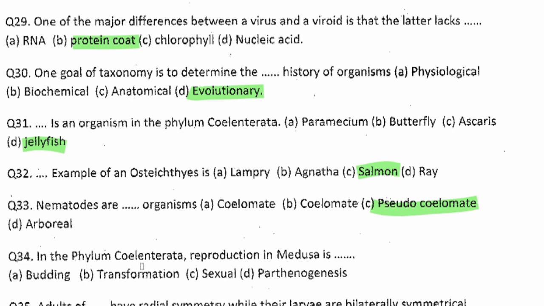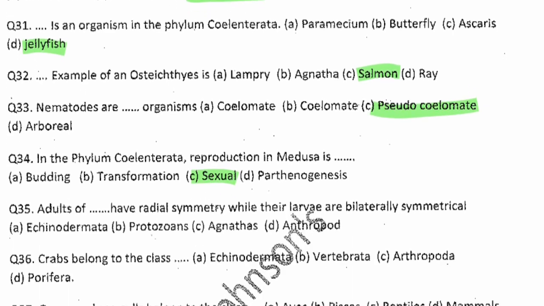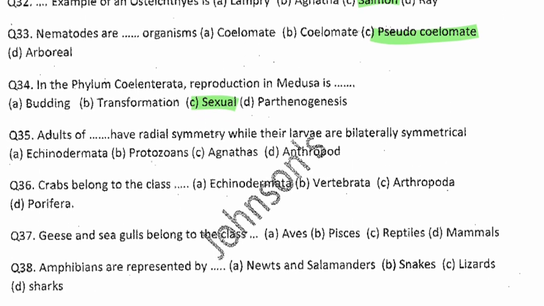Now question 34. In the phylum Coelentrata, reproduction in Medusa is dash. Is sexual. So most of the organisms that fall under Coelentrata reproduce sexually. We'll move on to question number 35.